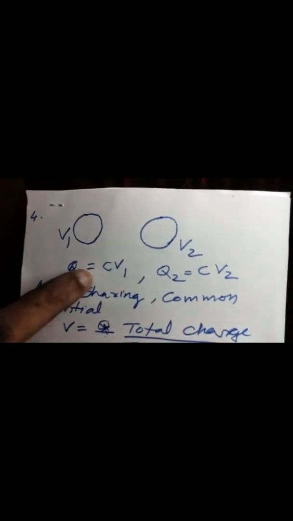You know that capacitance C equals Q by V, or Q equals C into V. Since the spheres are identical, capacitance will be the same. Therefore, charge on the first sphere Q1 equals CV1. Charge on the second sphere Q2 equals CV2.